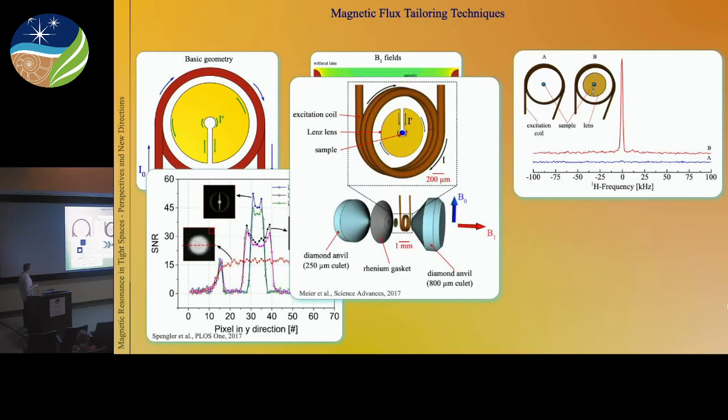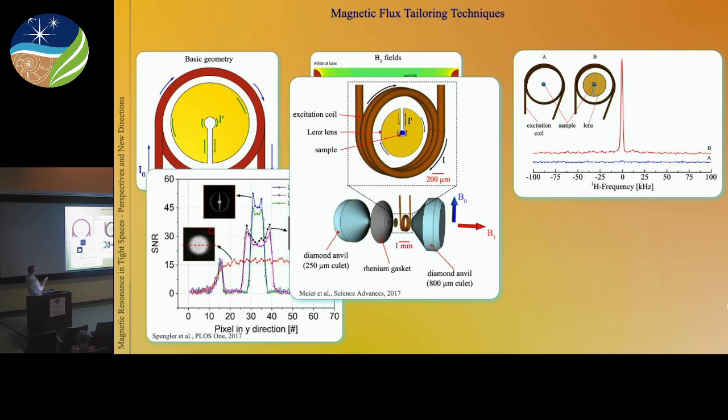We started out with an indenter cell where we have an 800 micrometer diamond on the one side and a 250 on the other side, where we place this resonator structure on the 800, so the lens on the 800 micrometer culet, and the excitation coil on the pavilion, and then we press down everything with the 250, of course. The first cells have been prepared with paraffin oil because it typically gives out a very strong hydrogen signal. And this is the first proof of principle experiment.